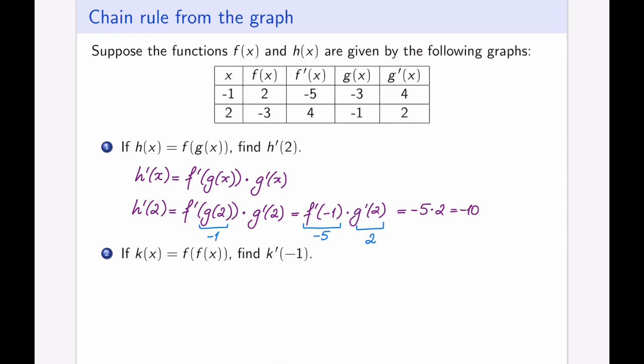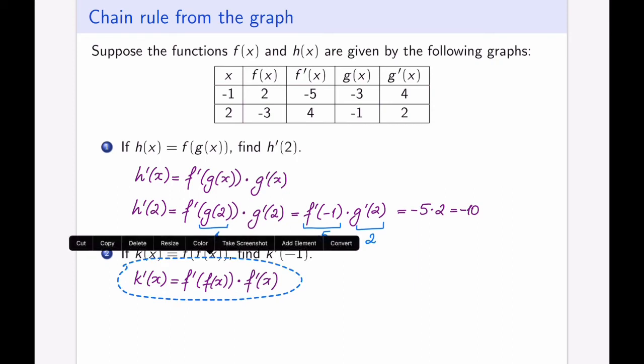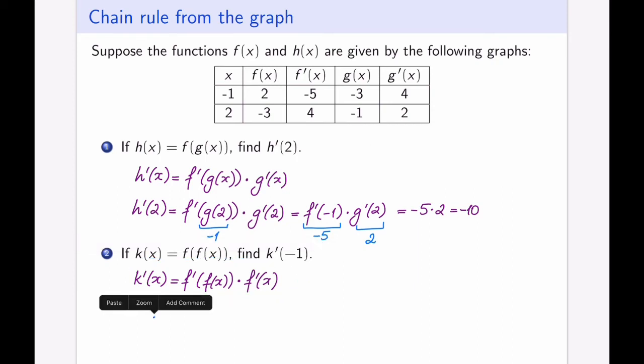Fantastic. Next question is very similar, except my two functions are the same. So we got to keep it really straight with the chain rule here. So k prime of x, what are we going to have? Applying the chain rule in the exact same way as before, I'm going to take the derivative of the outside first and then keep the inside intact, followed by the derivative of the inside. Okay, the fact that it's the same function does not affect the application of the chain rule. It's applied in the exact same way as if the functions were different.